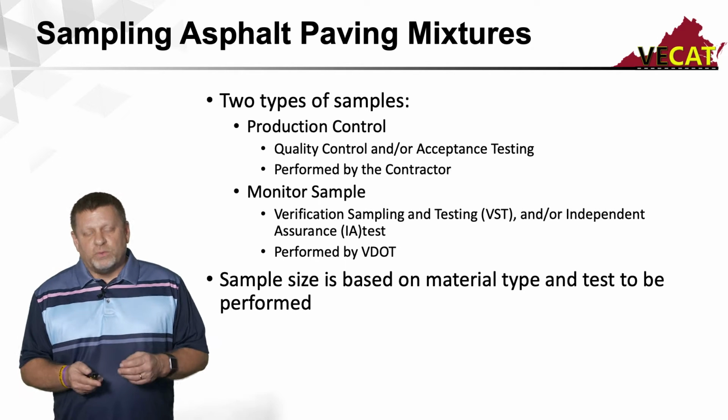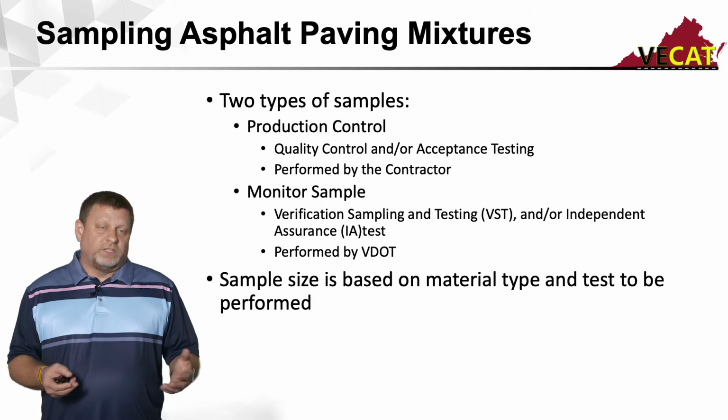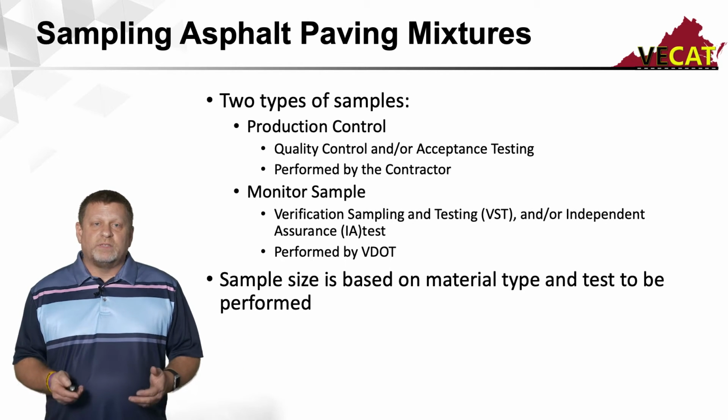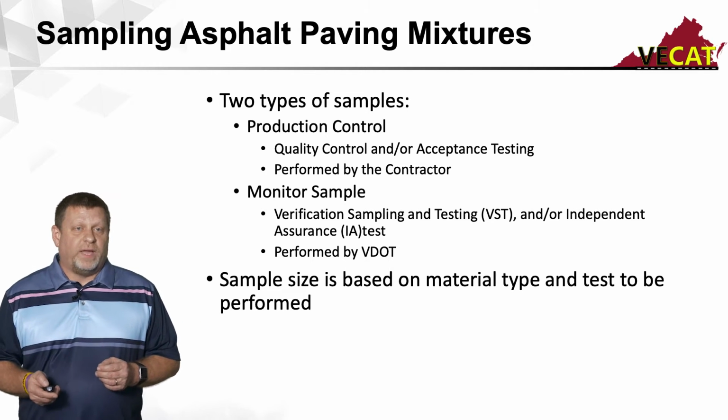The size sample you'll need for these tests depends on what you're going to be doing. If you're going to be doing a furnace burn and gradation, you can probably get by with 10 pounds, no problem. But if you're going to do a volumetric sample, you're going to need at least 25 pounds or more.